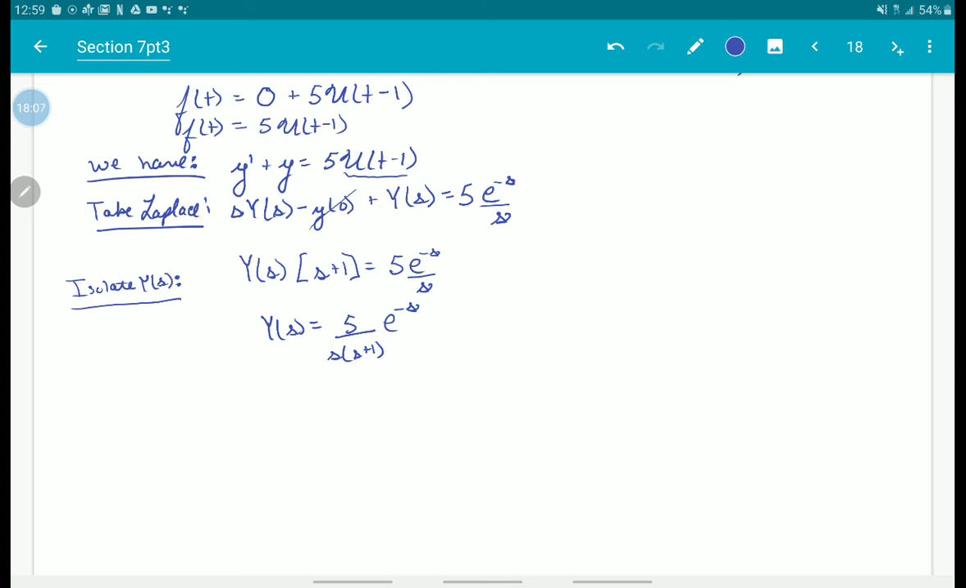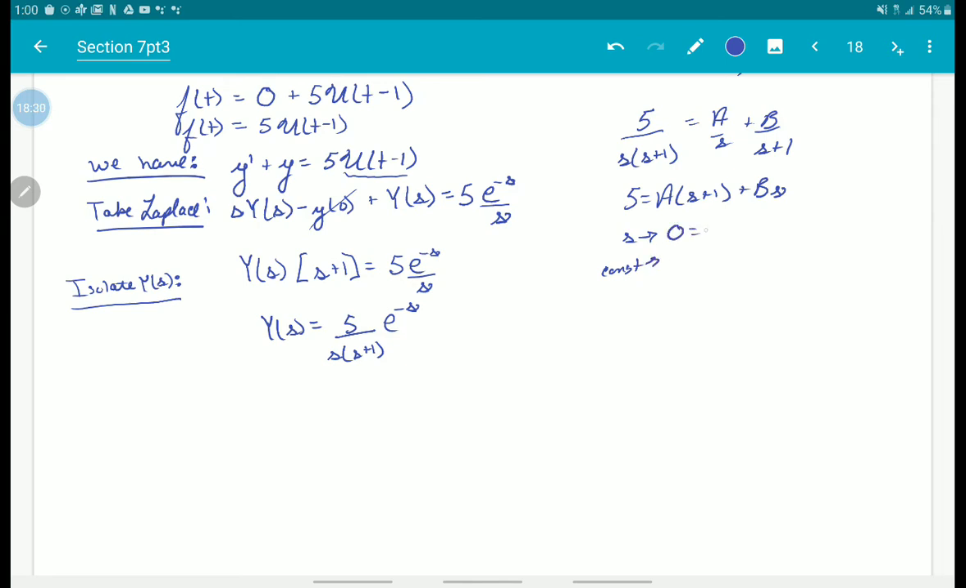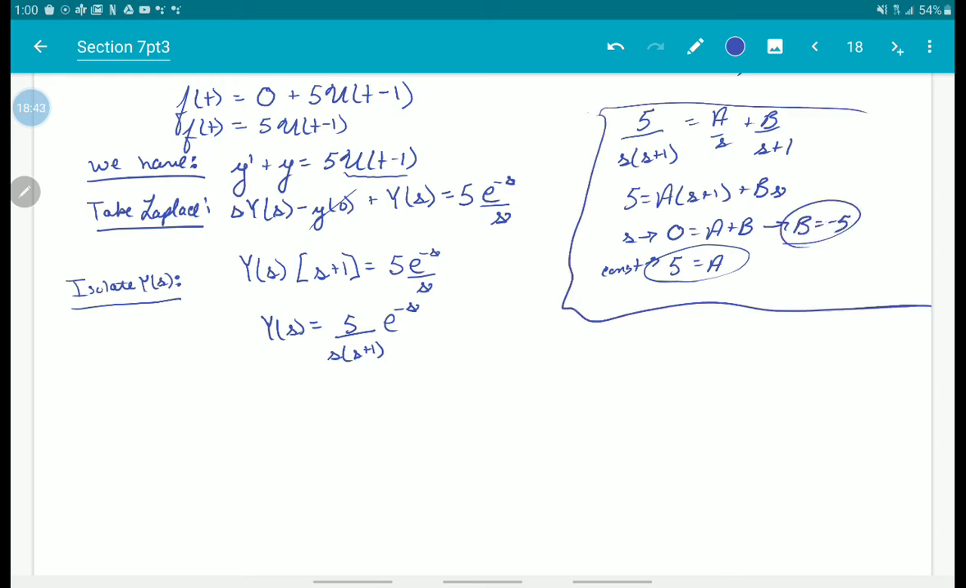So I see partial fraction decomposition again. So let's do it off to the side. So 5 is equal to A times (s plus 1) plus B times s. So our system: 0 equals A plus B, 5 is equal to A. If 5 is A, that means B is going to be a negative 5. Box that guy out.